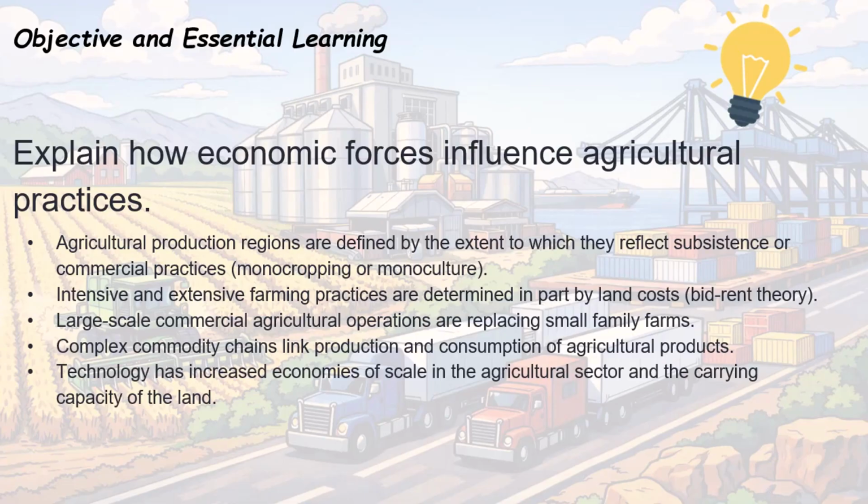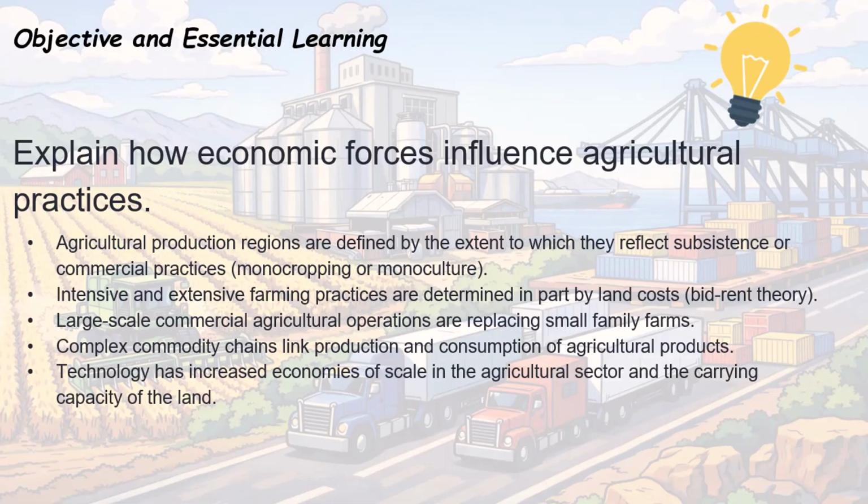Agricultural production regions are defined by whether they reflect subsistence or commercial practices. Subsistence farming is survival mode. Commercial farming is profit mode. And when farms go commercial, you often see monocropping or monoculture, one main crop over and over, because specialization boosts efficiency. It's like the farm picked a favorite and said, "This is my entire personality now."